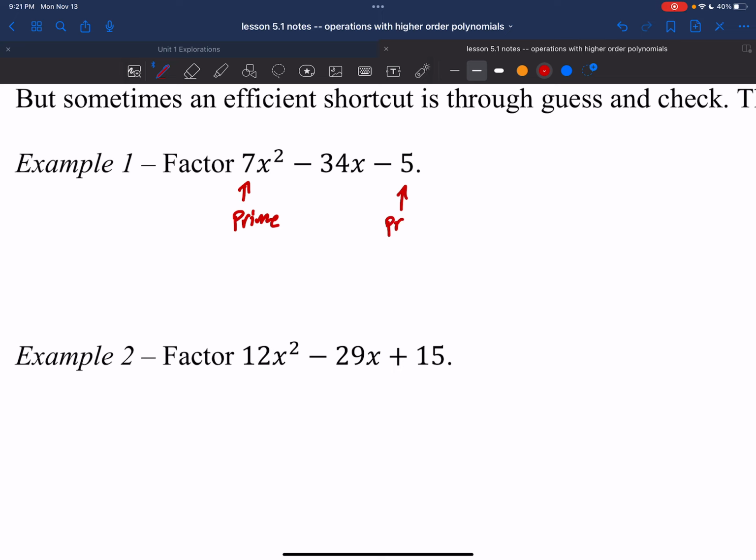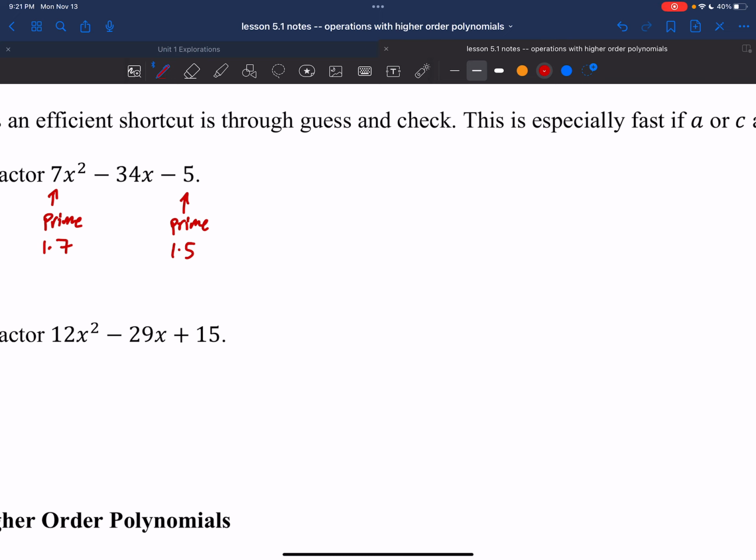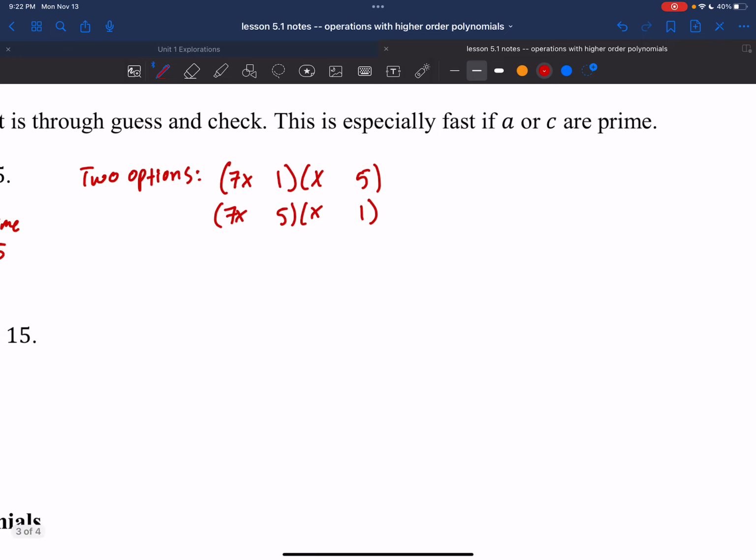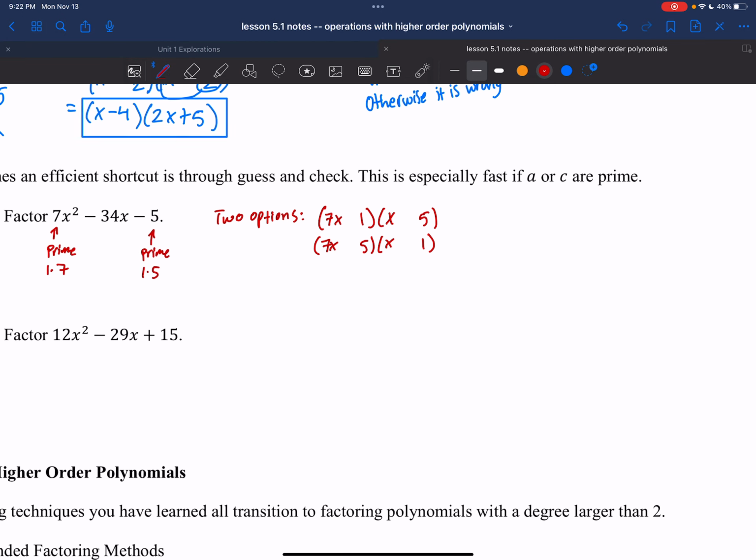5 is prime. So that's 1 times 7, and that's 1 times 5. You've got 2 options here. You can either say 7x and 1, and 1x and 5, or you can say 7x and 5, and 1x and 1. That's it. And you just guess and check.